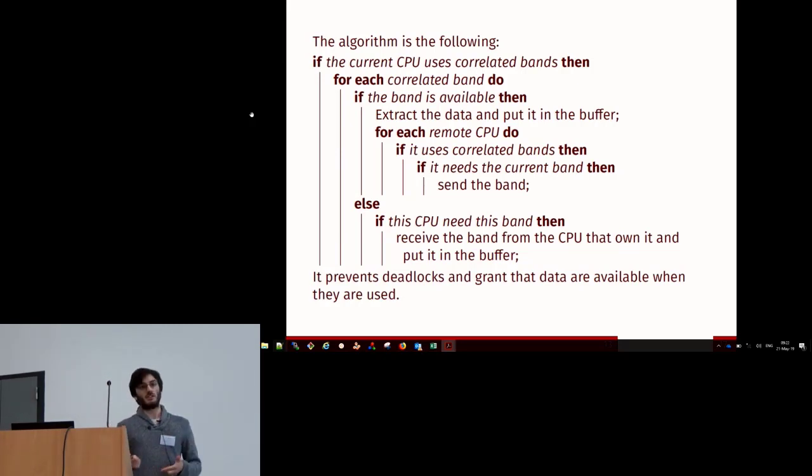Not all CPUs use correlated bands, so we first check if the current CPU does. And then we have a loop over the bands. If the CPU has the band, it will start sending it to all CPUs that need it. And if it needs it, it will start waiting for it. And the point in doing a loop over bands before the loop over CPUs is to guarantee that we avoid deadlocks and that all data will be sent and received properly.